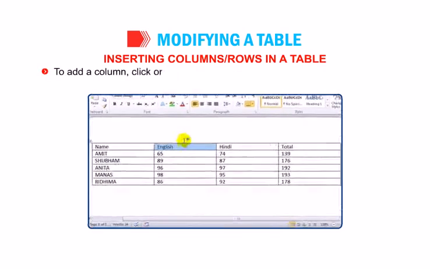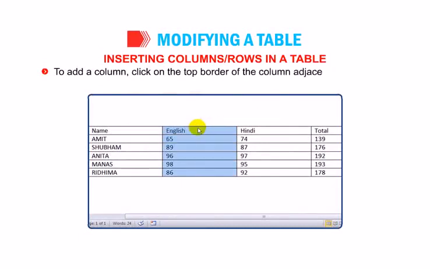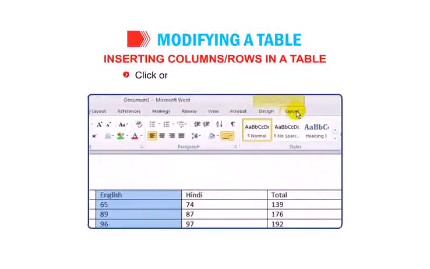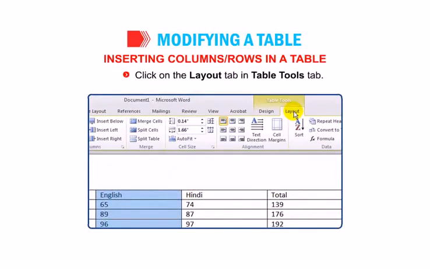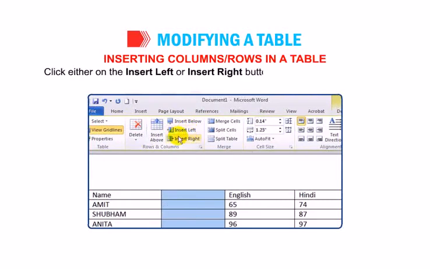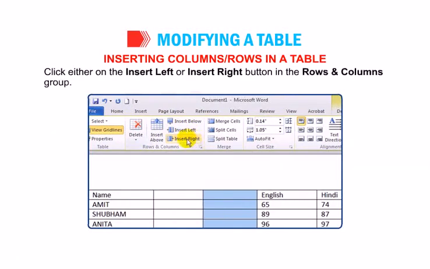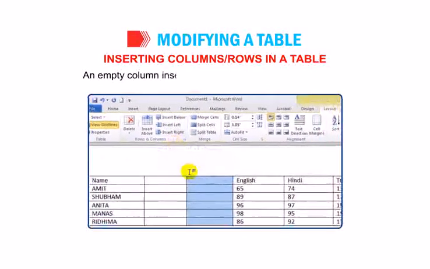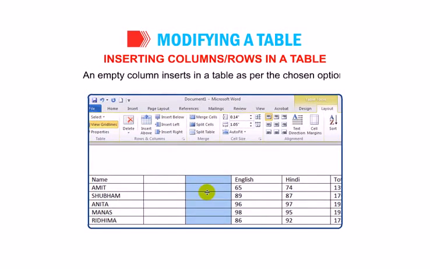To add a column, click on the top border of the column adjacent to which you want to insert a new column. Click on the Layout tab in Table Tools tab. Click either on the Insert Left or Insert Right button in the Rows and Columns group. An empty column inserts in a table as per the chosen option.